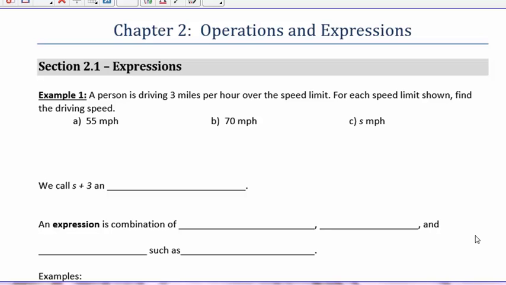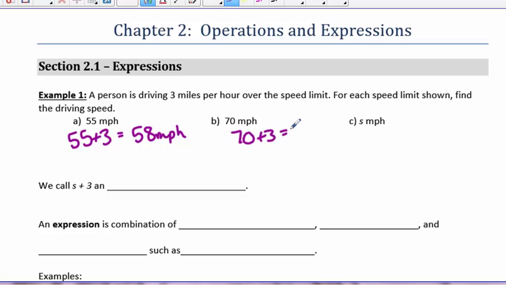So part A, 55 miles per hour is the speed limit. And they're driving 3 miles per hour over the speed limit, so their speed is going to be 55 plus 3, or 58 miles per hour. In part B, if their speed limit was 70, they're going 3 miles over the speed limit, their speed would be 70 plus 3, or 73 miles per hour. Okay. In each of these two examples, part A and part B, we're able to finish the addition and get a final answer.